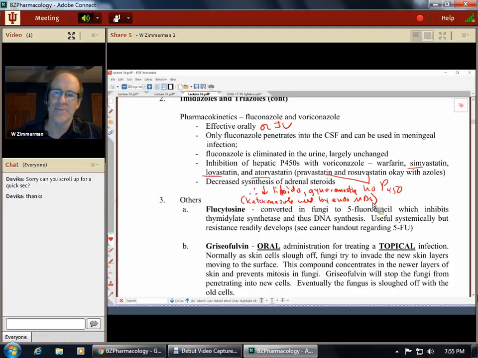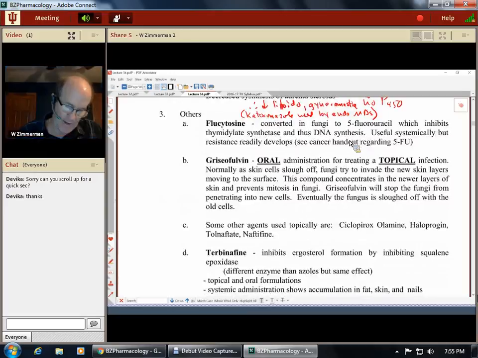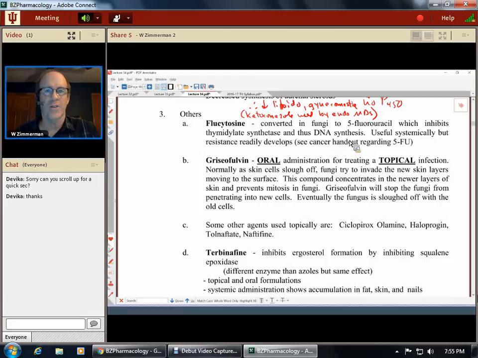Flucytosine, I don't think I included it on the drug list. Maybe I should have, but golly, I know if you called up most hospital pharmacies and said you need this, you'd be on quite a hunt to find it. Just aren't many places. We still use it much anymore, but it's converted in fungi to 5-fluorouracil, which is the anti-cancer drug. So essentially, the fungi are activating a chemo agent. Lots of resistance forms.